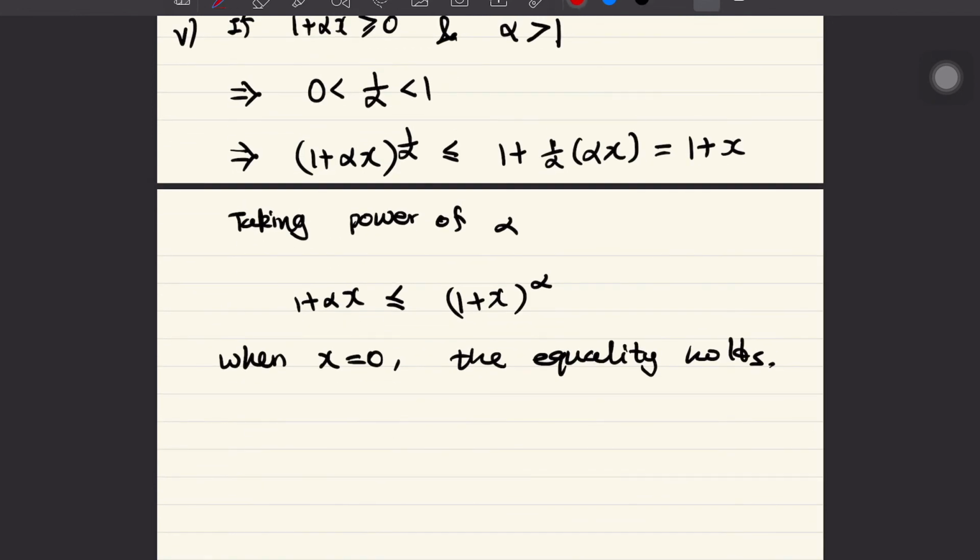So to summarize, when x is non-zero, and alpha is greater than 1 or alpha is less than 0, and x is greater than or equal to minus 1, we have that (1 + x)^alpha is greater than 1 + alpha x.